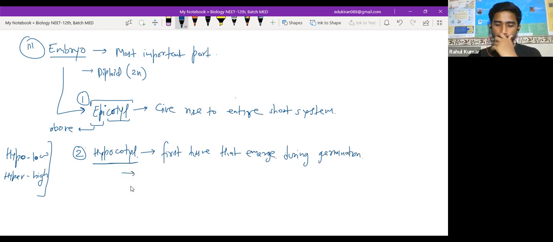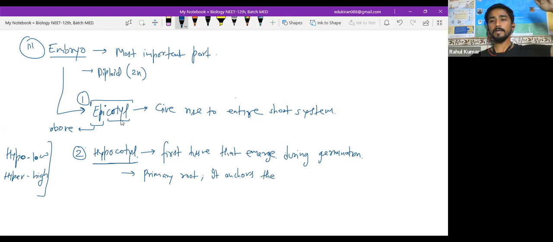Next point. It is also called the primary root. So sometimes this tissue is known as the primary root, the first root that came out. And it anchors the plant firmly in the soil. It anchors the plant. So the first important thing is anchoring.